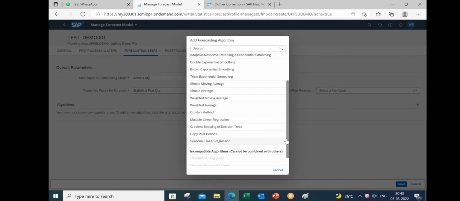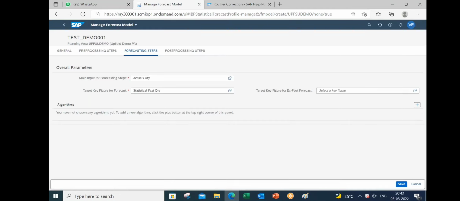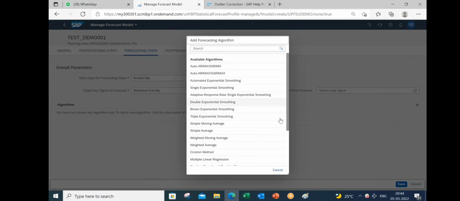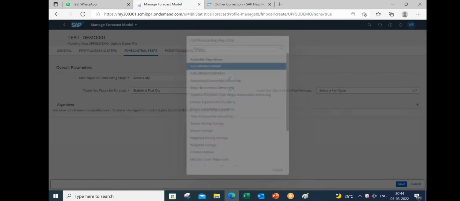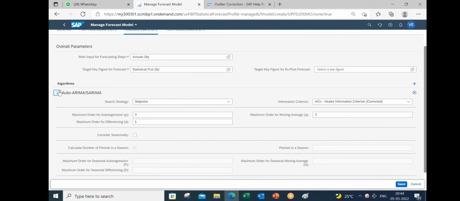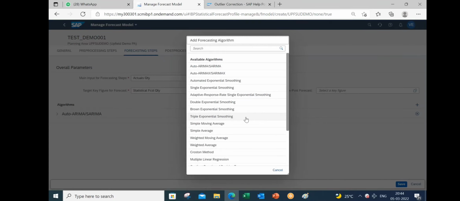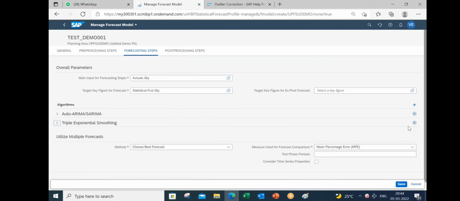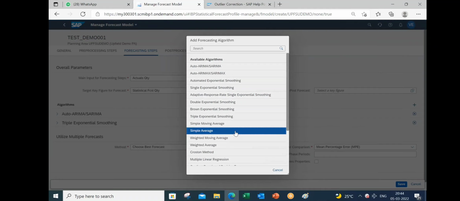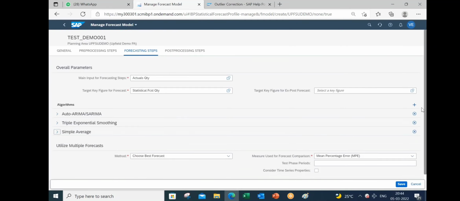So suppose now you're a new demand planner, means a business user, and you don't know anything. Ideally, these demand planners need to have this statistical knowledge of these algorithms. Now, suppose you have joined and you don't know anything, then what can you do? You can select multiple algorithms. You can select auto ARIMA. You can select triple exponential.